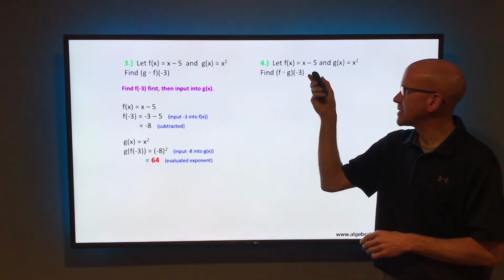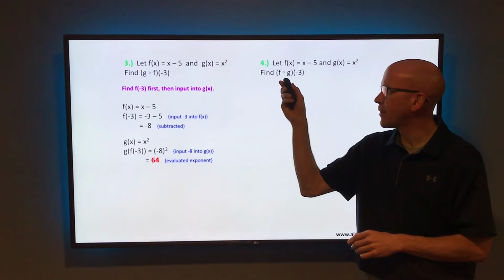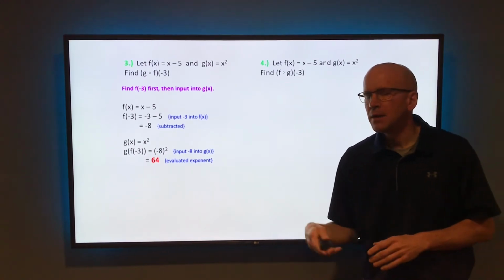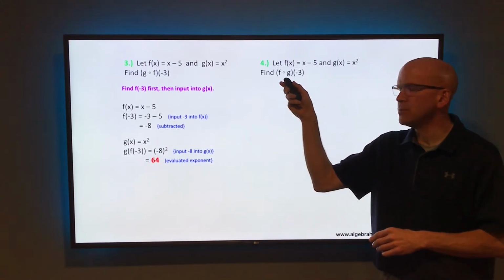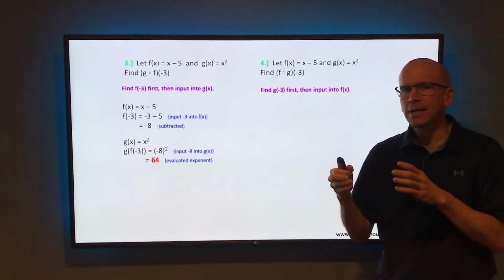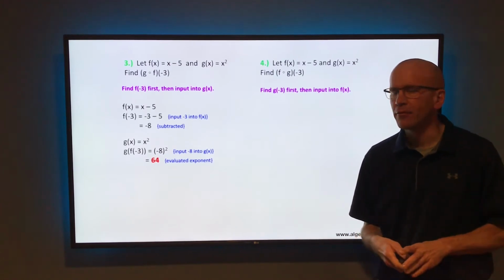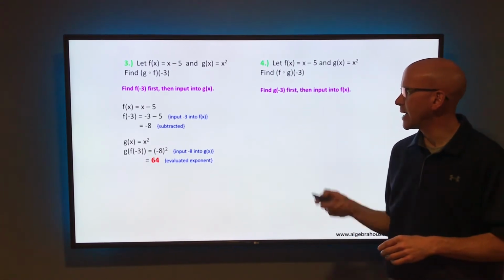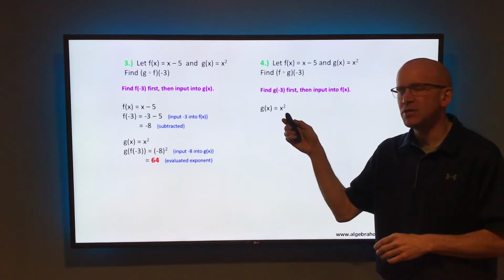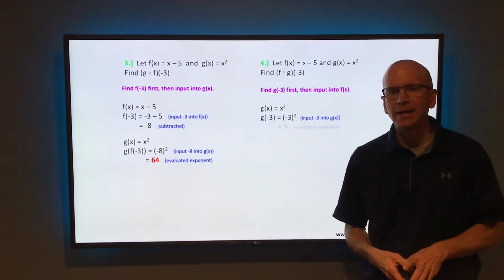Let f(x) equal x - 5 and g(x) equal x². This time, we're finding f(g(-3)). So we're going to input -3 into g(x) first. We're finding g(-3) first. We're going to get an output, and that output will be the input going into f(x). Replace the x in g(x) with that -3. It'd be (-3)², which is 9.